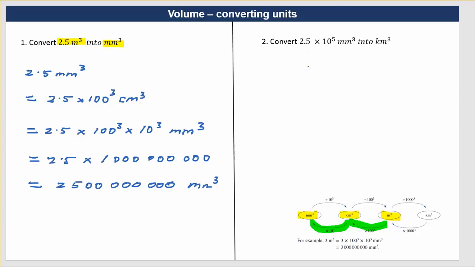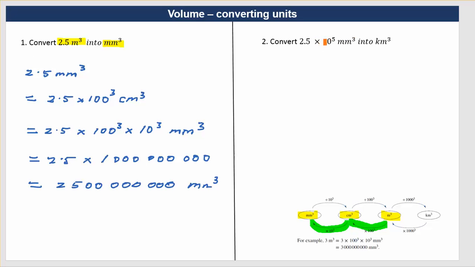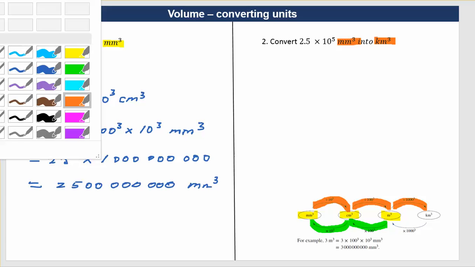Okay, let's do the next one. This time I want to convert from millimeters cubed to centimeters cubed, and then we're trying to get to kilometers. So we've got to go from millimeters cubed to centimeters cubed, then centimeters cubed to cubic meters, and then from cubic meters to cubic kilometers. So this is going to be a huge number.